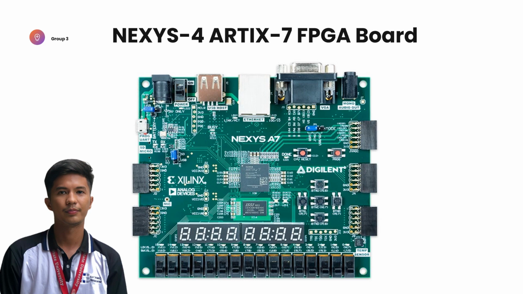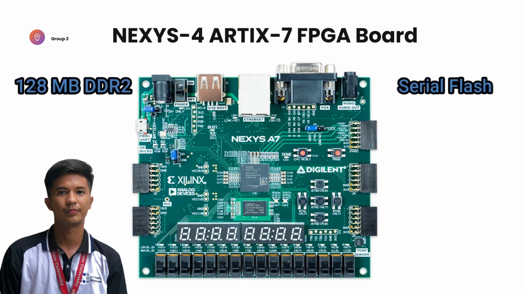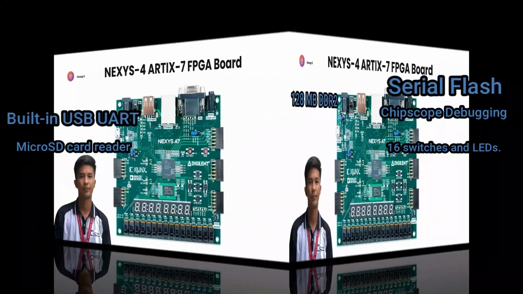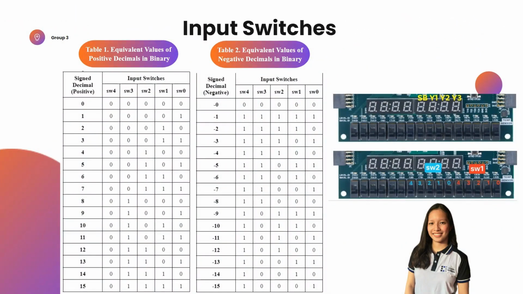The following are some of the board's features: 128 MB DDR2, serial flash, built-in USB UART for downloading images and ChipScope debugging, micro SD card reader, and 16 switches and LEDs. For the input switches, Table 1 shows the equivalent values of positive decimals in binary, while Table 2 shows the equivalent values of negative decimals in binary.